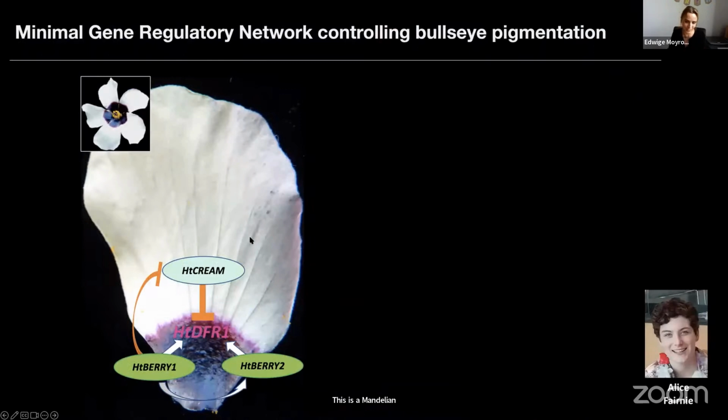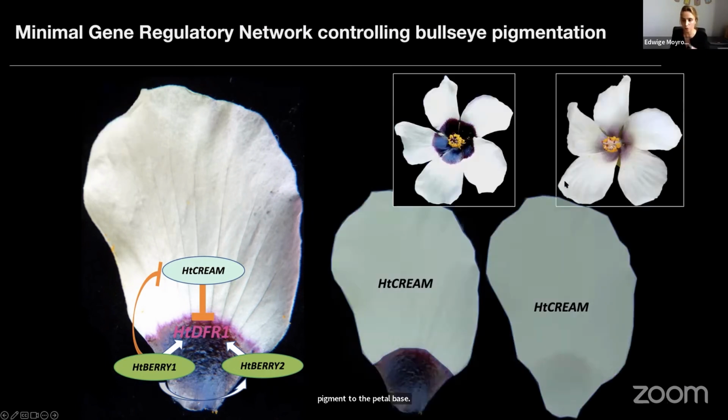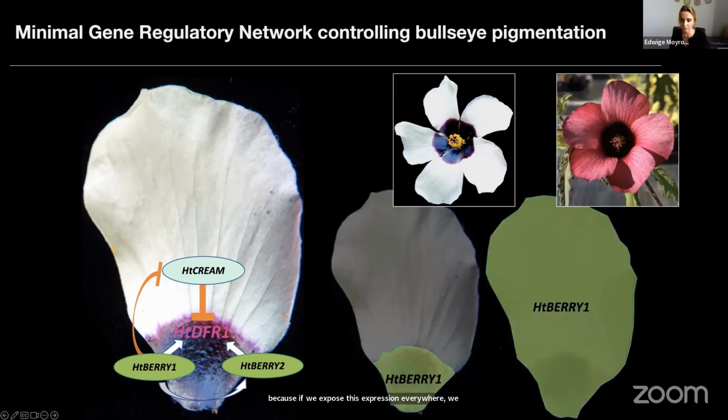And to cut a very long story short, we were able to find that this reduction in bullseye is due to a modification of a small gene regulatory network that accounts for pigment production. So in trionum, we found that the production of pigment at the base of the petal is regulated by 3 transcription factors that restrict the expression of DFR1, the enzyme that produces the pigment, to the petal base. One of these transcription factors, CREAM, is a repressor because if we force its expression everywhere, we generate flowers with paler bullseye. The other 2 are activators because they have the opposite effect. When we express them everywhere, we create ectopic pigmentation in the top part of the petal.